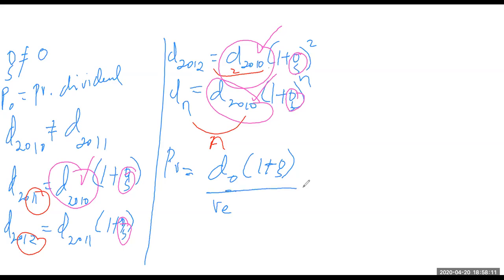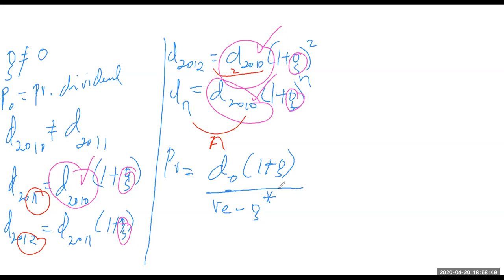However, don't forget R. If we just divide by R, we are implying there is no growth in dividend. However, there is growth in dividend, so what do we do? We subtract the g. That's why the present value of a dividend growing at a constant rate to infinity has the dividend D0(1+g) as the numerator and RE minus g as the denominator.